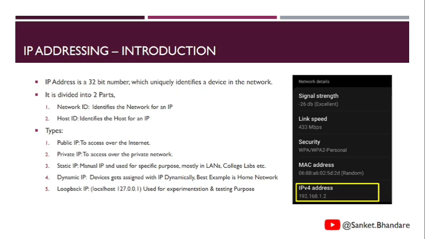So let's get started. IP addressing. An IP address is a 32-bit number which uniquely identifies any device in the network. The best example is our smartphone, and each smartphone has a unique IP address assigned by their ISP. Here you can see the IPv4 address, and that is 192.168.1.2. So you might ask, why do we need this number? What is the usage of this particular IP address?